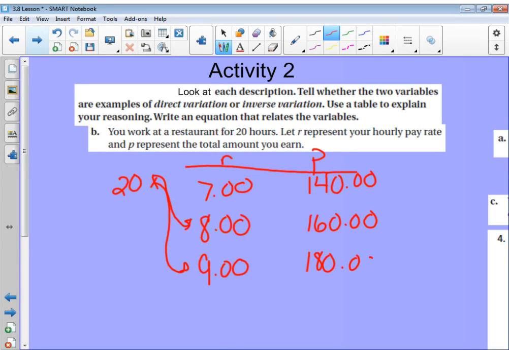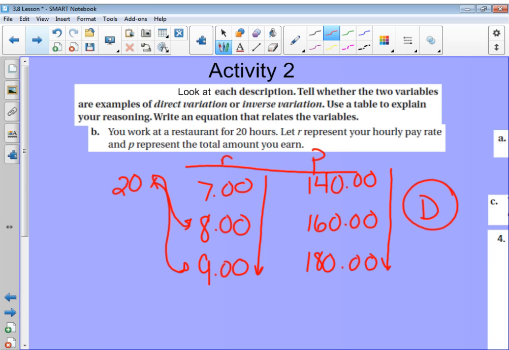Now we could continue on as long as we wanted, but we have enough information here to help us decide if it's inverse or if it's a direct variation. So here, as your pay rate increases, so from 7 to 8 to $9, what's happening here? Are we increasing or decreasing? We're also increasing, so both of them are increasing. We don't have one going in one direction and one in the other. They're both increasing, so that would be a direct variation. So we're just going to put a letter D for direct variation.